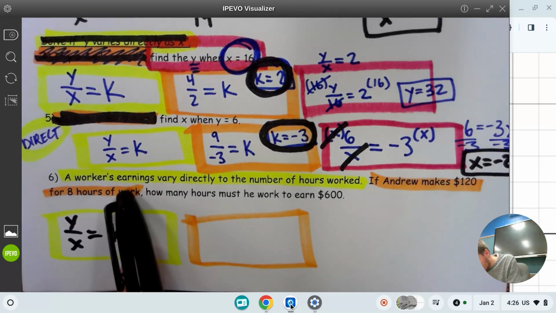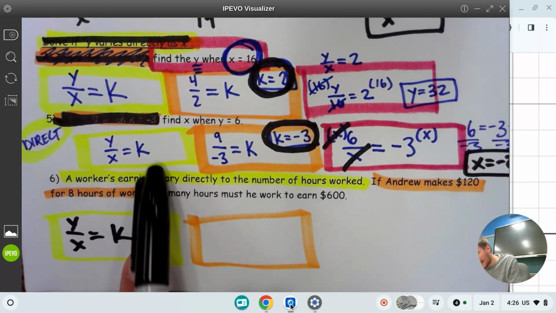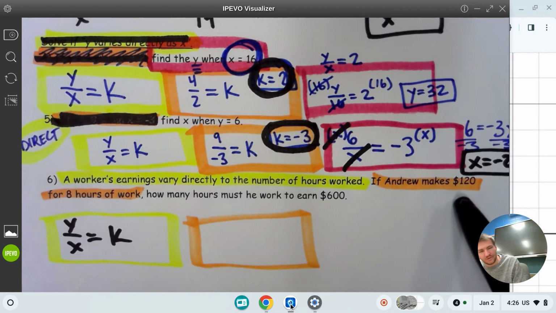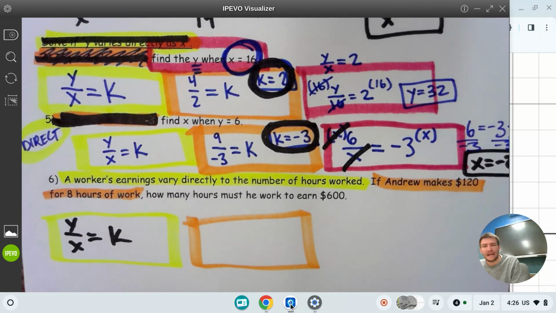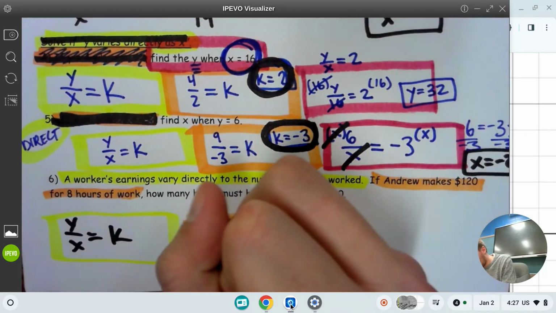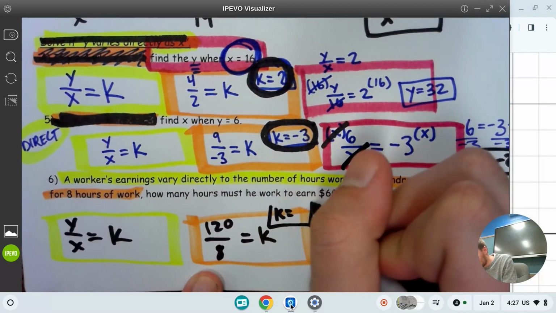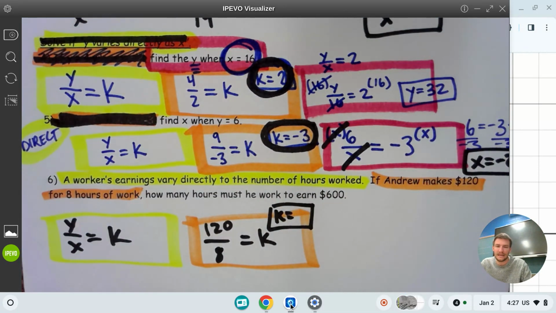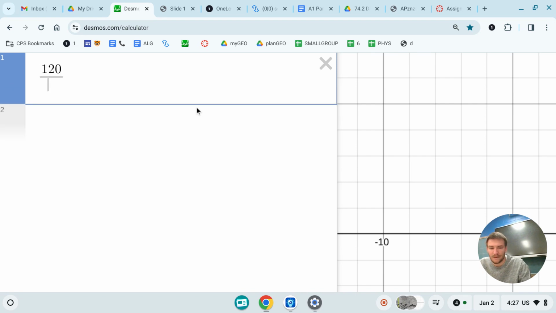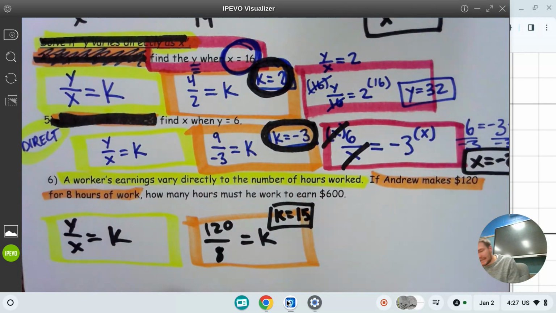The earnings is first, which means the earnings is the Y, which means the earnings is the top. What is he earning? Is he earning $120, or is he earning 8 hours? He's obviously earning $120. So we're going 120 on the top, 8 on the bottom, equals K. We're going into Desmos. 120 divided by 8. I have a feeling that it might be 15. 120 divided by 8. Oh my God, 15. Incredible. So K equals 15.